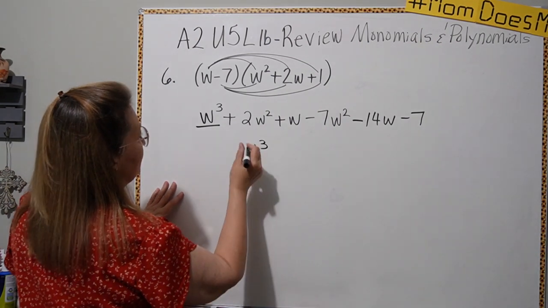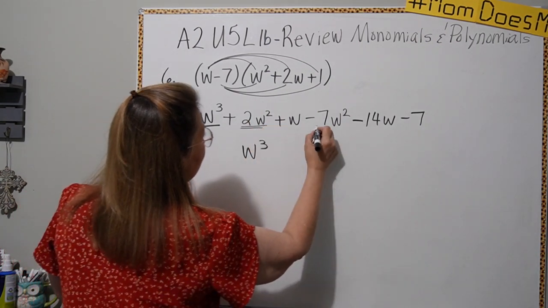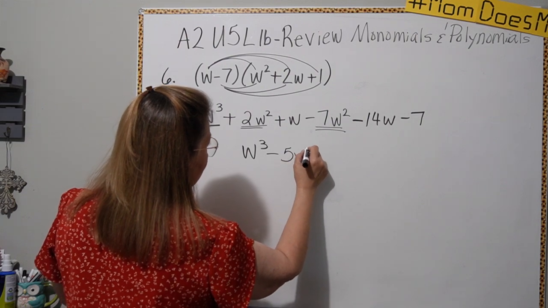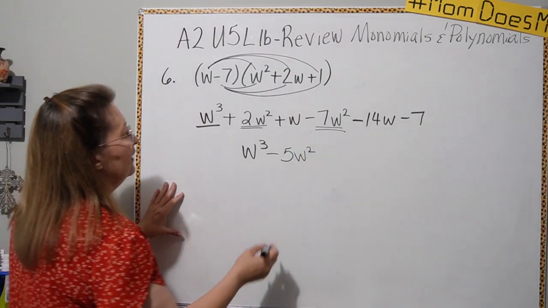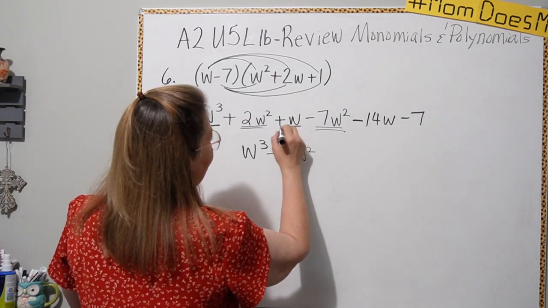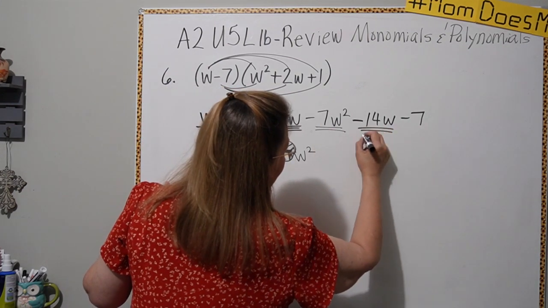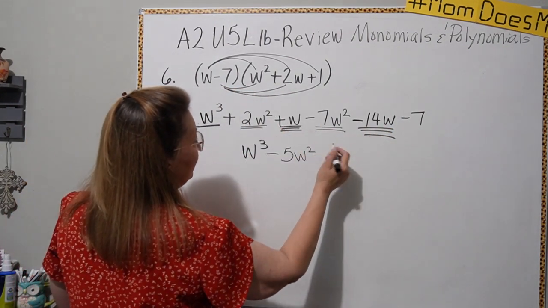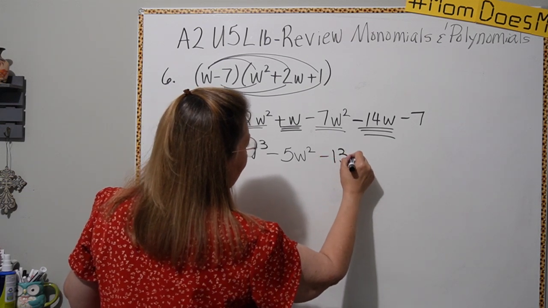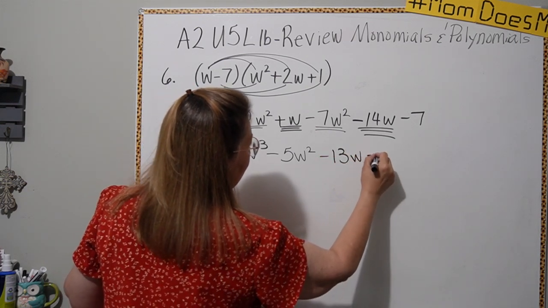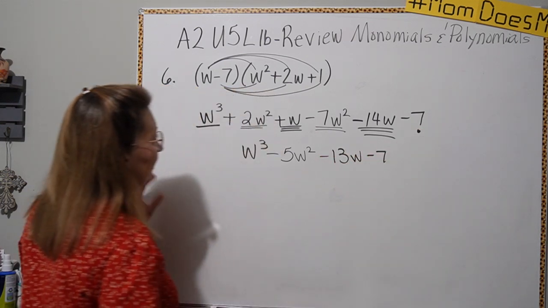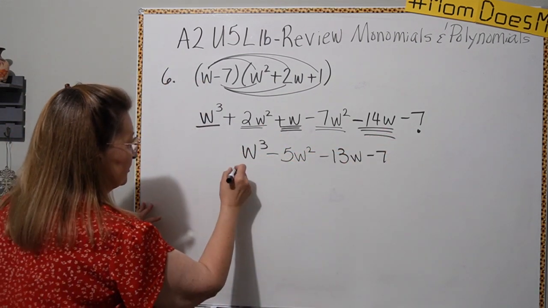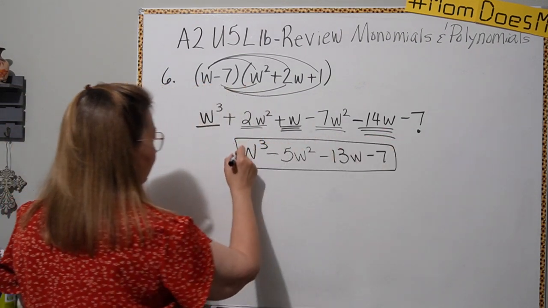All right, now for my W squares, I've got a positive 2 and a minus 7. So that's going to give me minus 5W squared. Then I've got the plain W here, W to the first power, the linear term. 1W plus negative 14W is going to give you negative 13W. And then you have the minus 7. I check to be sure I've used every term. I look to be sure nothing else can be combined and that they are in order.